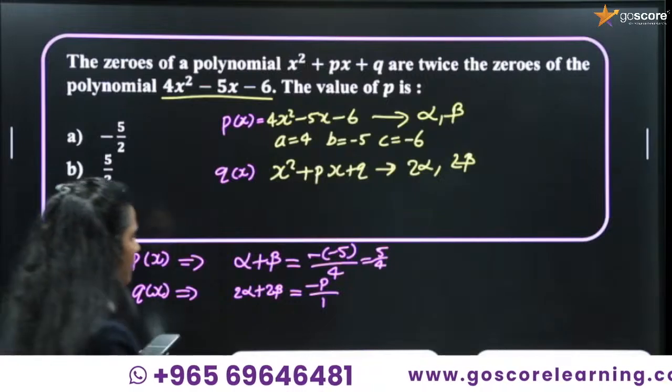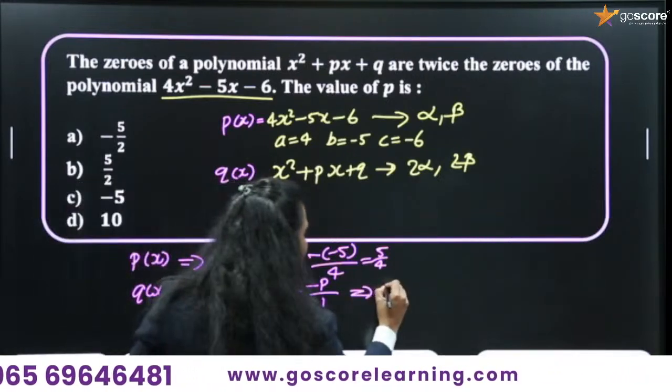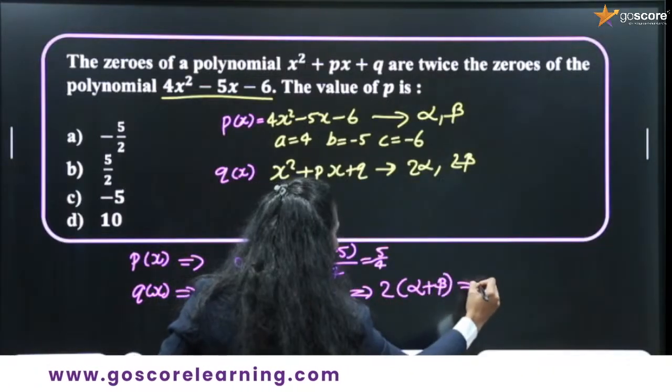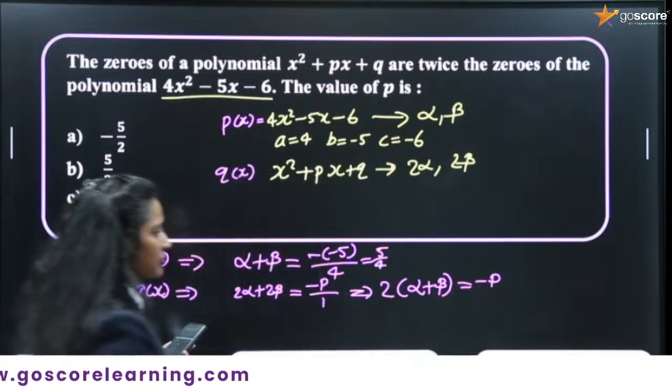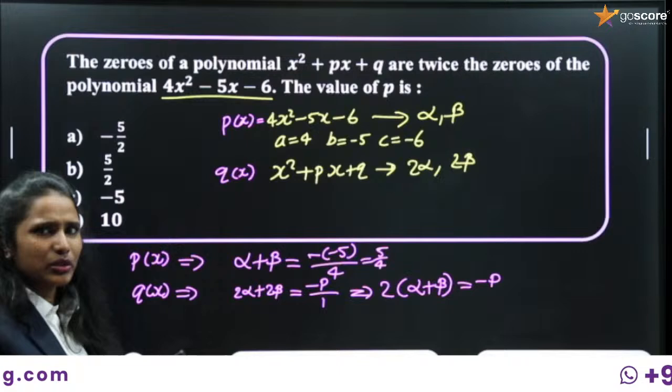Okay, now you will go for, I am taking this 2 outside, so 2 into alpha plus beta is equal to minus p. Correct? 2 into alpha plus beta is minus p.